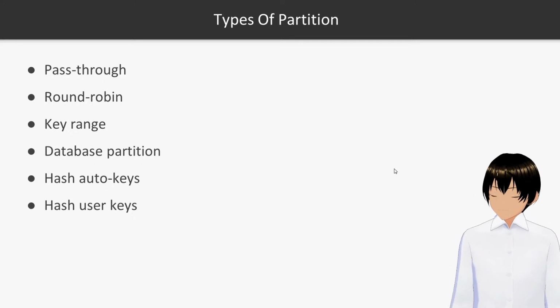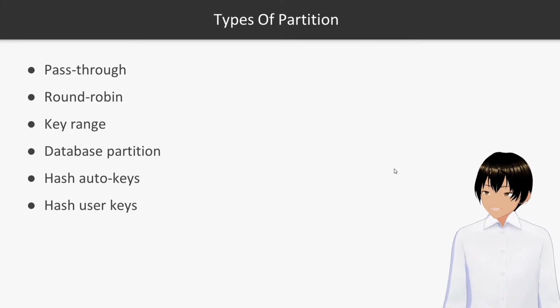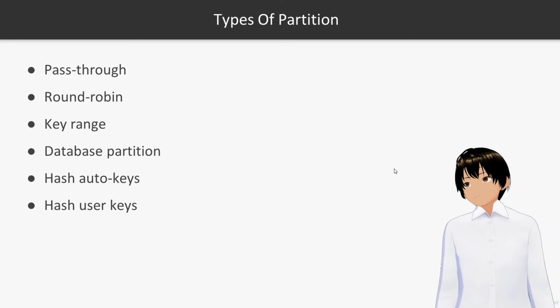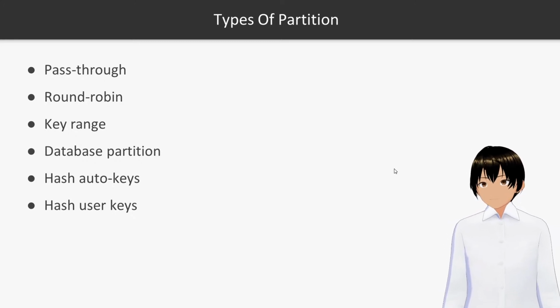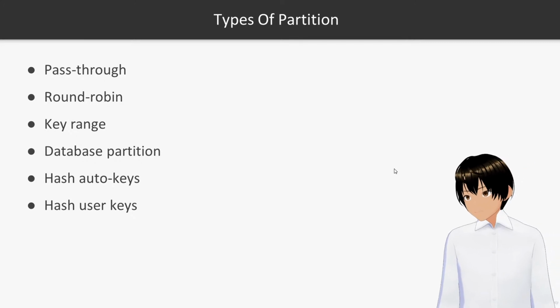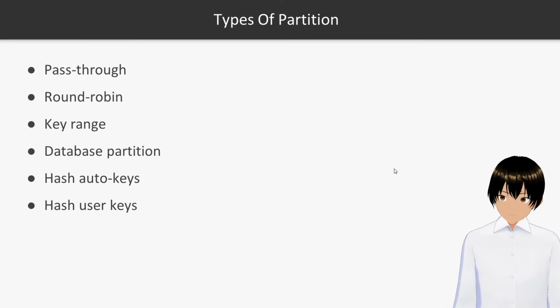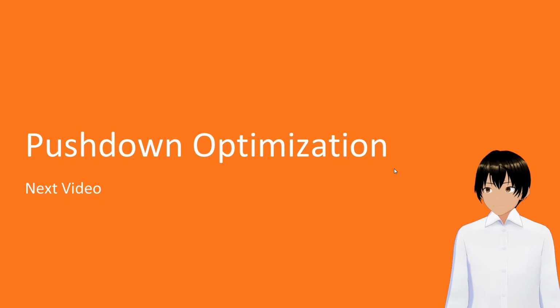Hash auto keys. This divides the data based on partition key using the hash function. All grouped and sorted ports in transformations are used as partition key. This type of partition can be used in rank, sorter, and aggregator transformation. Hash user keys. Similar to hash auto keys, this partitioning uses the hash functions to partition the data. You need to manually define the number of ports for the partition key. In the next video, we'll talk about pushdown optimization.